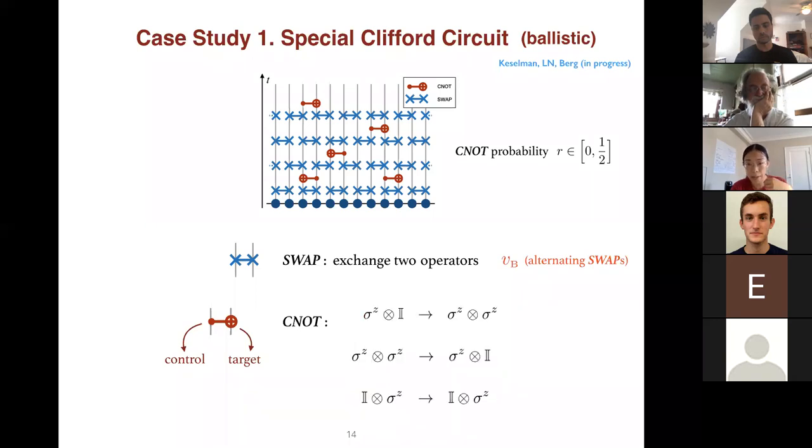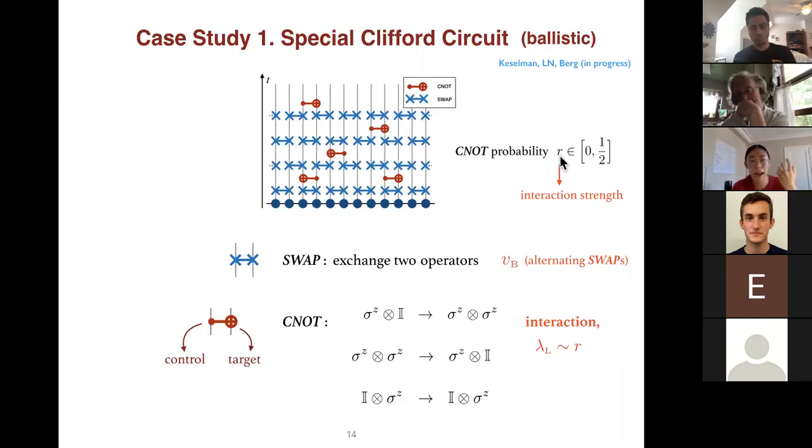In terms of operator language, what C-naught does is the following. If I have a sigma z on the control site and identity operator on the target site, then the identity operator will become a sigma z. That's a particle generation or particle creation process. And if I have a sigma z on the target, it will be annihilated into an identity operator. Because of this creation and annihilation of operators, C-naught is just like an interaction in my circuit. So this C-naught probability R is the interaction strength. It's a tunable parameter in our system.